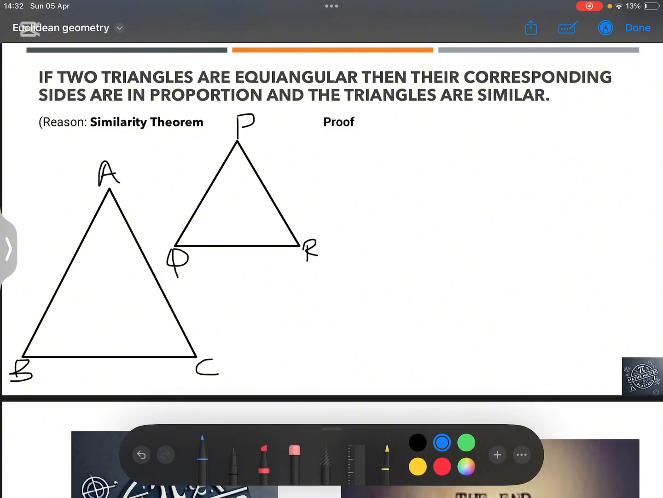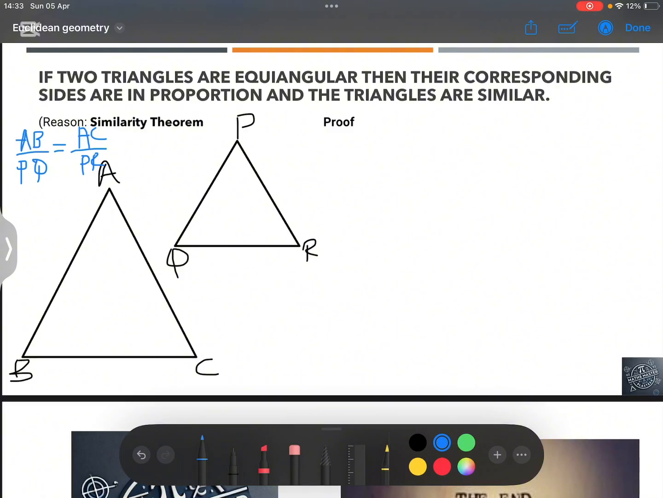In this instance, we are required to prove that their sides are in proportion. Meaning, if we say their sides are in proportion, we are required to prove that AB divided by PQ is the same as AC divided by PR. Okay, now let's go and construct.